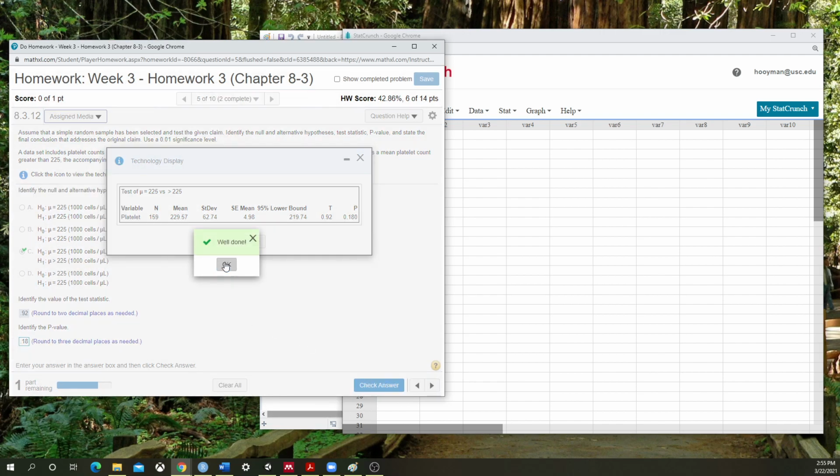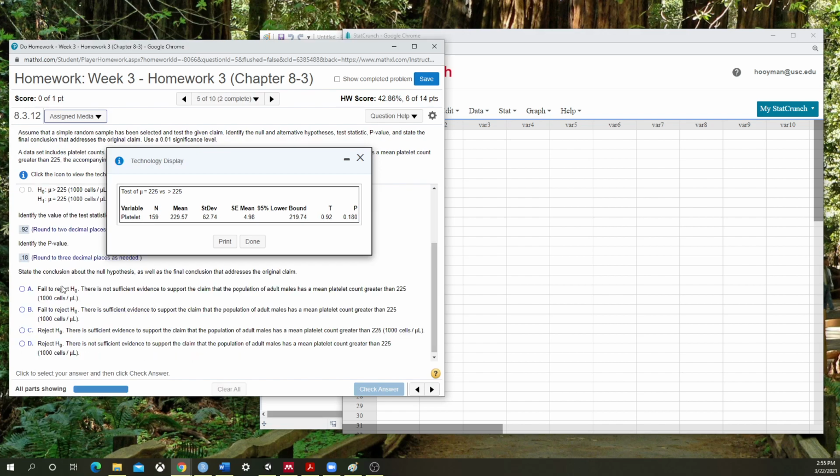Check answer. Well done again. And now it's going to state the conclusion about the null hypothesis as well as the final conclusion that addresses the original claim. We're going to probably say failed to reject the null. There's not sufficient evidence to support the claim that the population of adult males has a mean platelet count greater than 225. That one sounds the most reliable, the failed to reject.